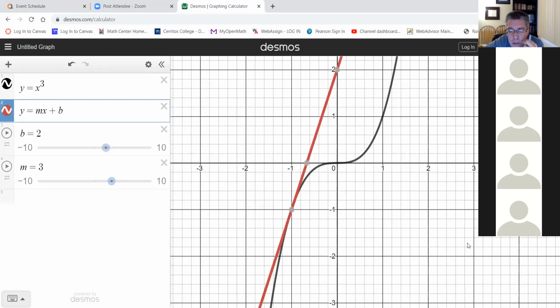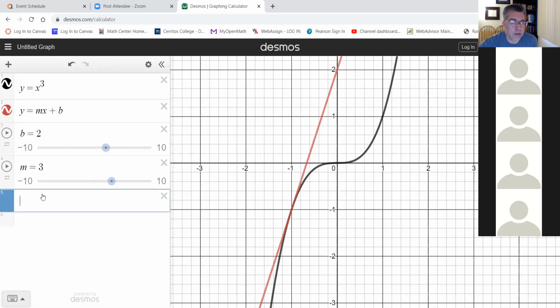Isn't that the tangent line at -1? So what's the tangent line? Well, the tangent line is y equals 3x plus 2. Boom. Yeah, there you go. That's the tangent line. And 3 is called the instantaneous rate of change. We'll talk about instantaneous rate of change a little bit later. But what we really want to know is that it is the slope of the tangent.